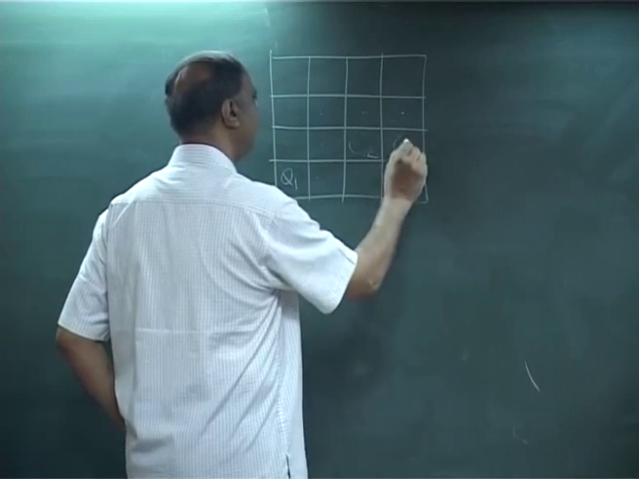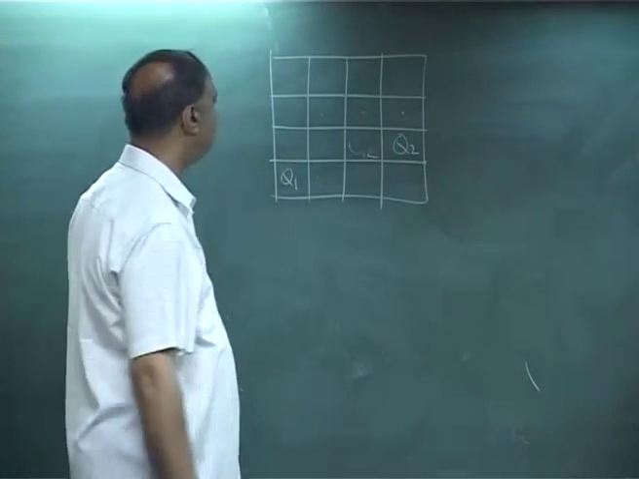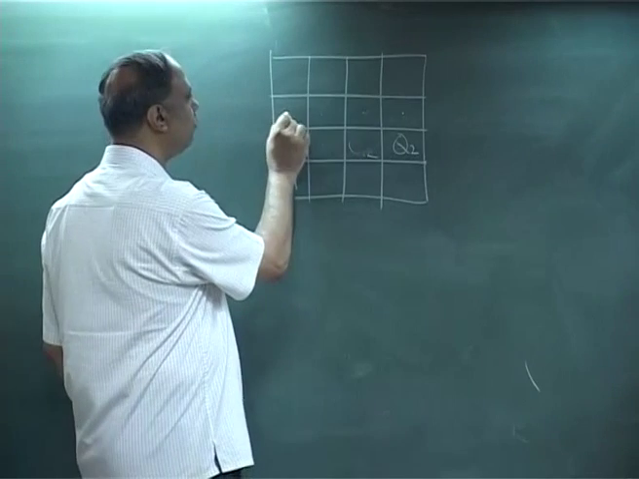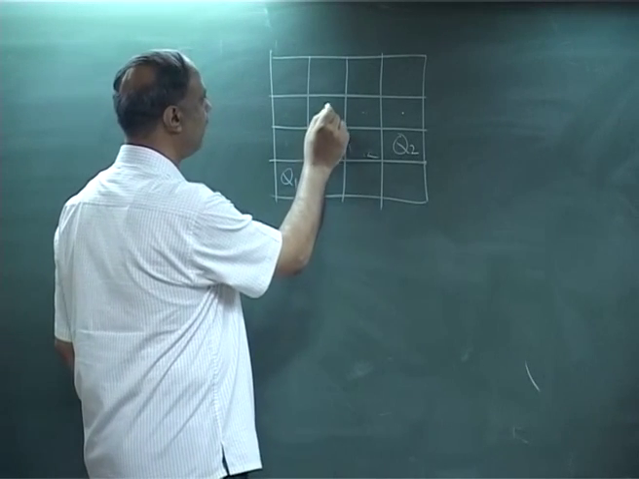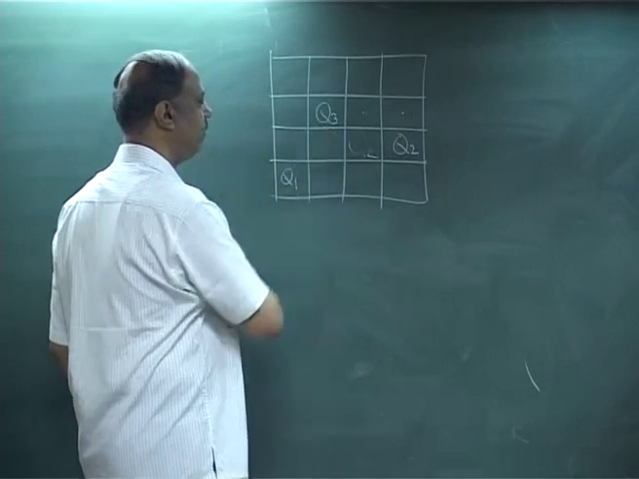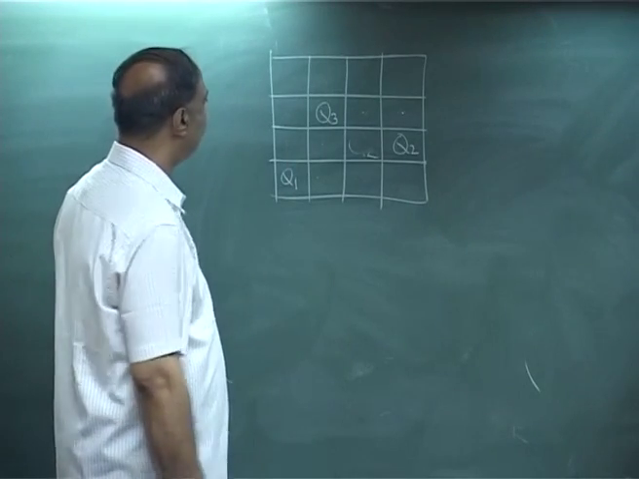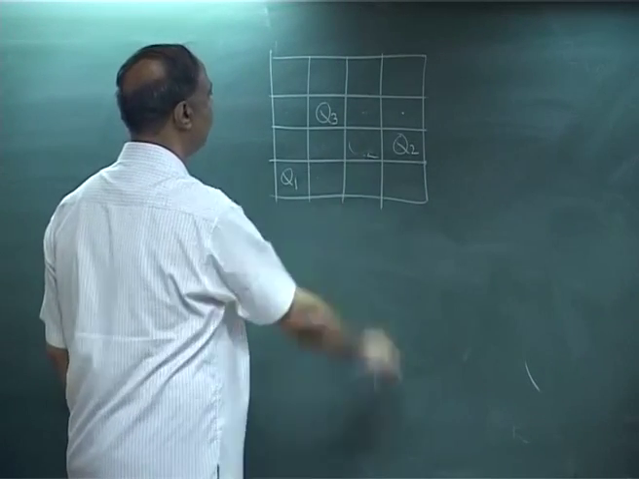So can it be here? Let us assume that Q2 is here. Now what happens? Q3 cannot be here. Q3 yes, Q3 can be here. So I put Q3 here. Right? Because it is not attacked by Q1, it is not attacked by Q2.